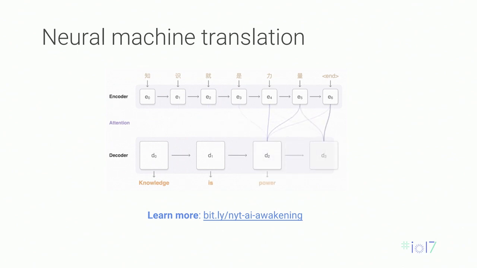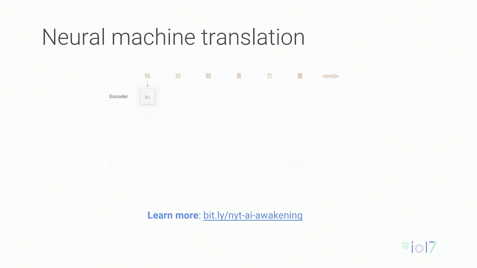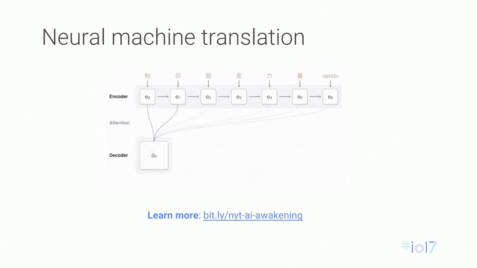And what neural machine translation does is it takes each word and looks at it in the context of other words in the sentence, and it's able to produce a much more accurate translation. There's a great New York Times article about it. I've got a bit.ly link right there if you're interested in learning more about how neural machine translation works under the hood.